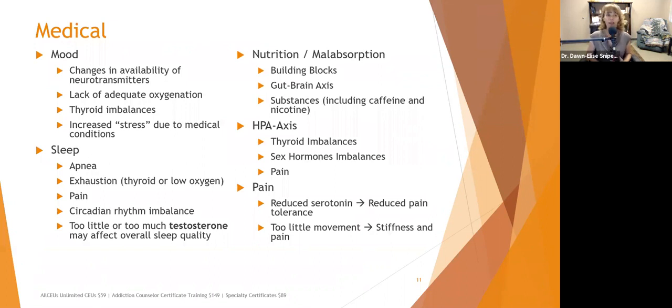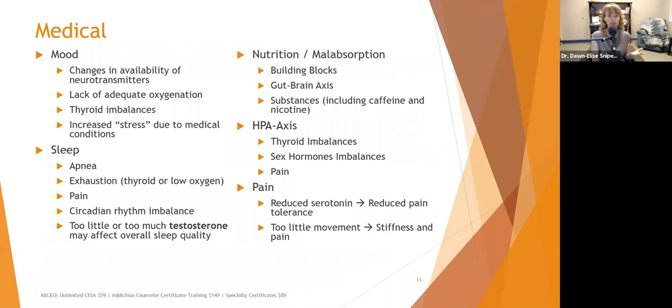And I know there are a lot of people out there taking testosterone supplements. It's important to recognize that supplements can also cause changes in the body that will impair sleep and can contribute to mood disorders.